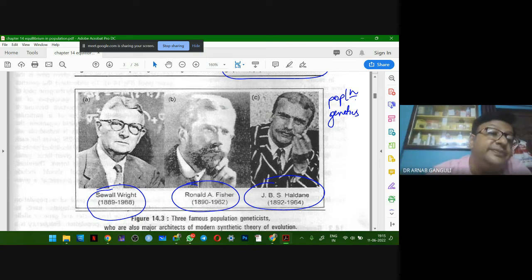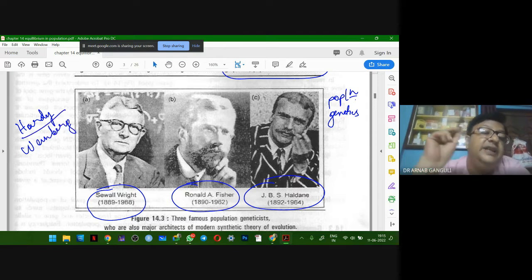Among them, Hardy and Weinberg, two individuals, independently came to a law known as the Hardy-Weinberg law. We will talk about this law very soon.